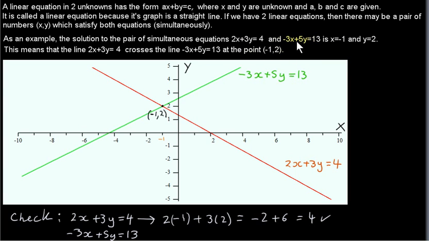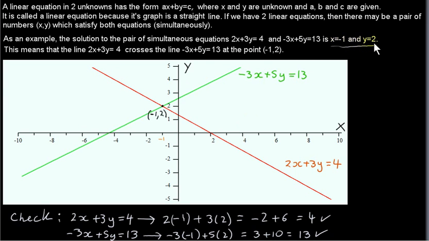Now let's check the second equation, minus 3x plus 5y equals 13. So we plug minus 1 in for x. So we get minus 3 times minus 1. And we plug 2 in for y. So we just write out the left hand side, replacing x with minus 1 and y with 2. Calculating this, we get minus 3 by minus 1 is plus 3, plus 5 twos are 10. This works out to 13. This does indeed work out to the right hand side of the equation. So this shows that the pair of numbers x equals minus 1 and y equals 2 satisfies both equations simultaneously.